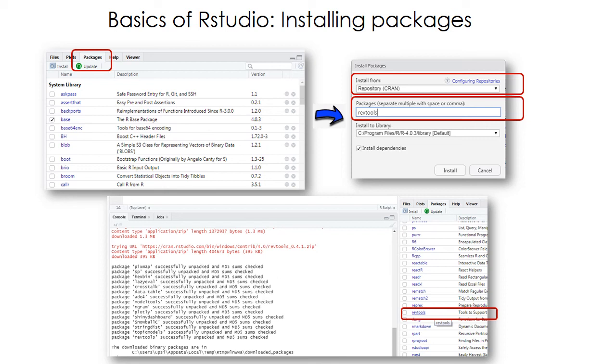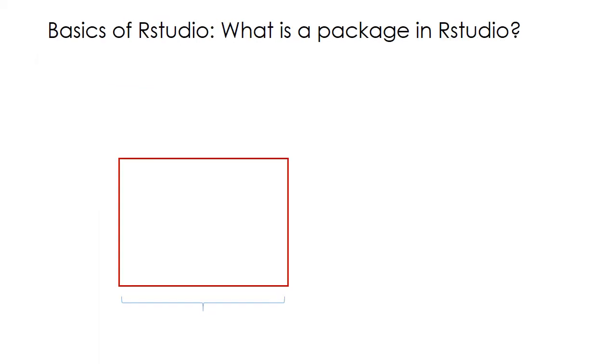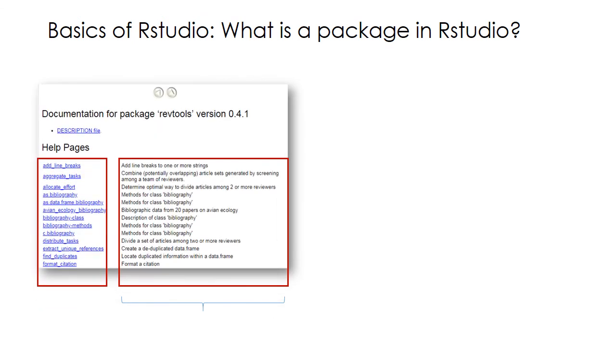To know whether it has been successfully installed, you can check the list of packages. If the name of the package appears in the list, then it has been successfully installed. What does a package in R look like? When you click on the package name, this will open up and give you the description of the package. It tells us what functions are available in RStudio and what they are meant for.